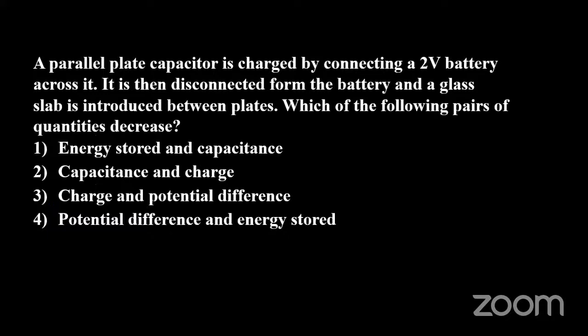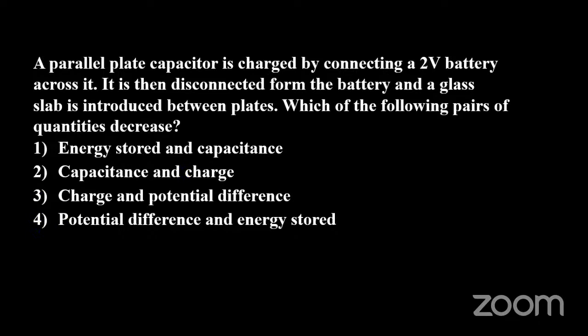Next one, a parallel plate capacitor is connected to a 2 volt battery across it. It is then disconnected from the battery and a glass slab is introduced between the plates. Glass is a dielectric medium. Which of the following quantities decrease? Energy and capacitance. Capacitance and charge.